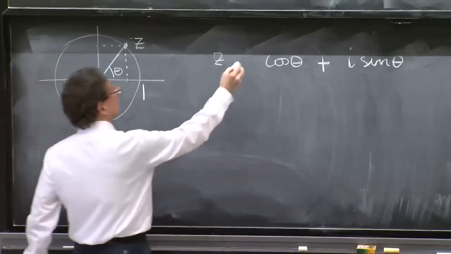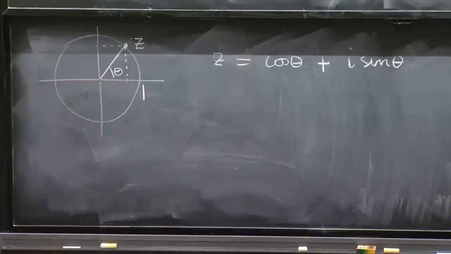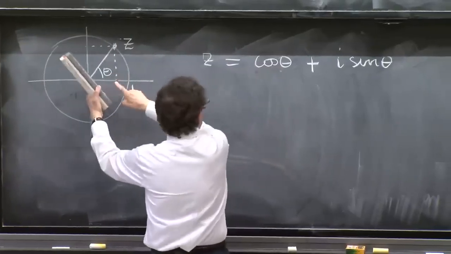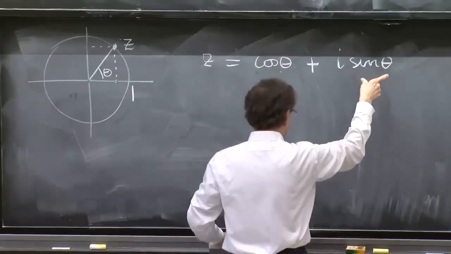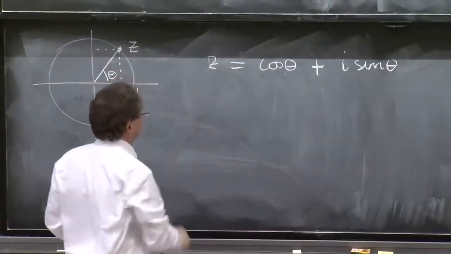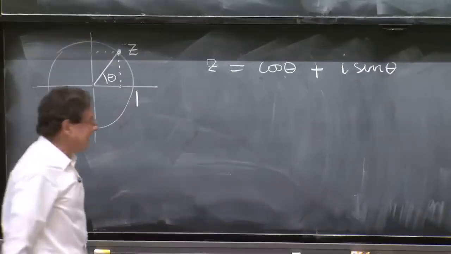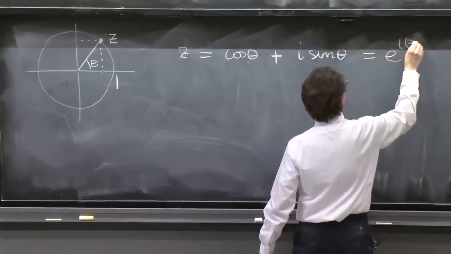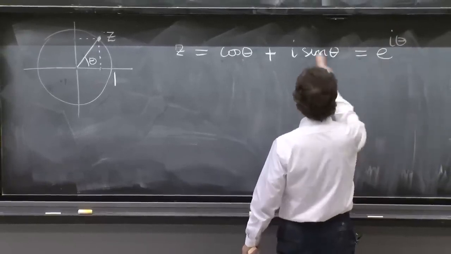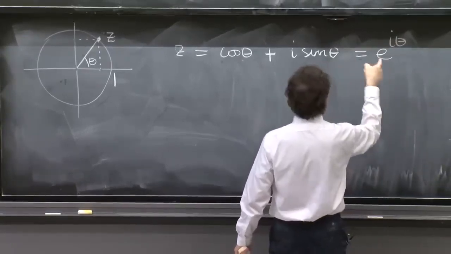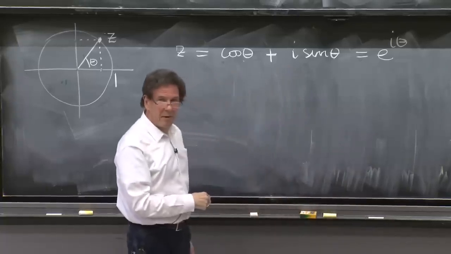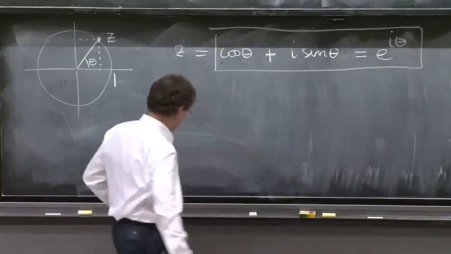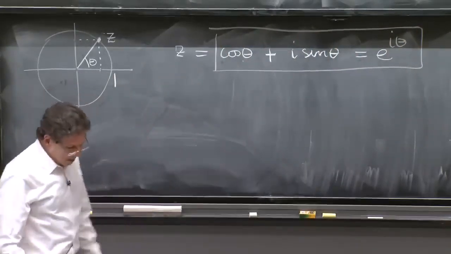z must be equal to cosine theta plus i sine theta, because the real part of it is cosine theta. It's indeed that horizontal part, projection, and the imaginary part is the vertical projection. Well, the thing that is very amazing is that this is equal to e to the i theta. And that is very non-trivial. To prove it, you have to work a bit. But it's a very famous result, and we'll use it. So that is complex numbers.